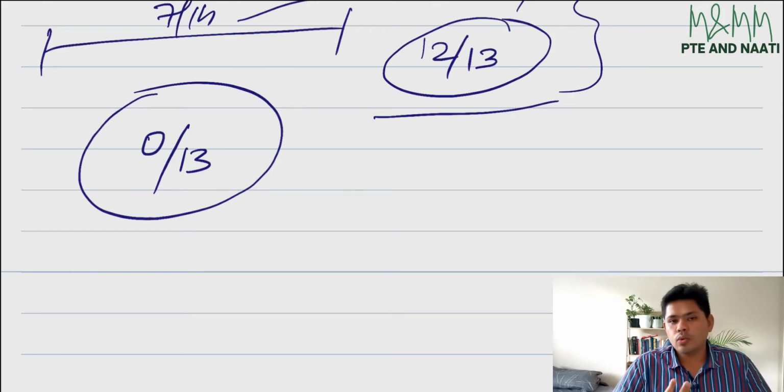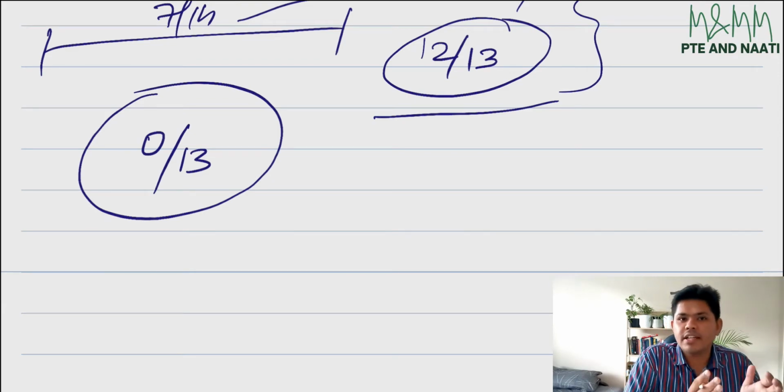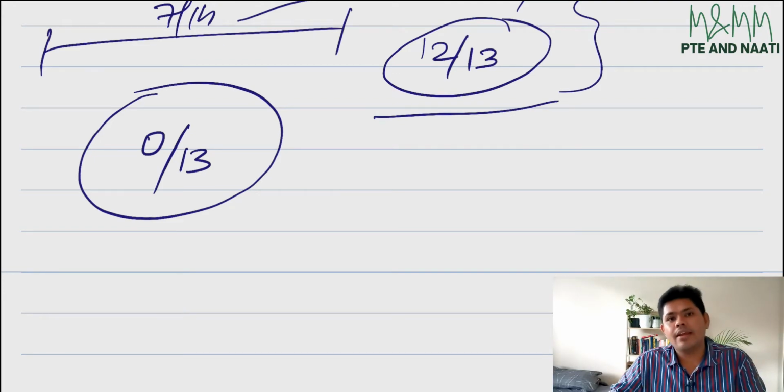Because I want to get those 12 marks first in my pocket. Remember, I told you, you get 12 marks for speaking at least 50%. Can we target that first? Can we get those 12 marks in our pocket first and then stress about the remaining part of the sentence to get 13 out of 13?